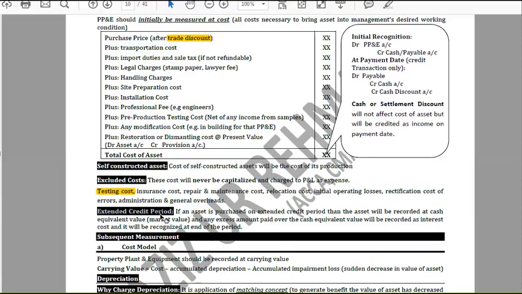Extended credit period. Students, as you all know, if you purchase an asset on installments, you have to pay extra price as compared to the normal price. Is it true? Are you agreed? If you purchase an asset on installments, you have to pay extra cost as compared to the normal purchase price. So the extra payment which you are going to pay due to installments is called extended credit period. Installment period means extended credit period.